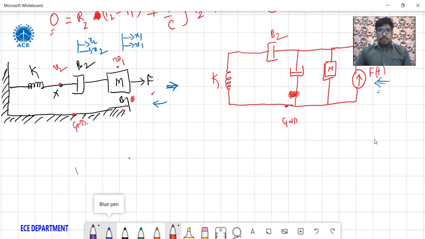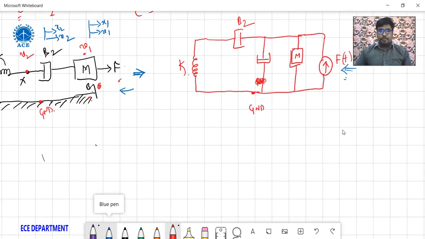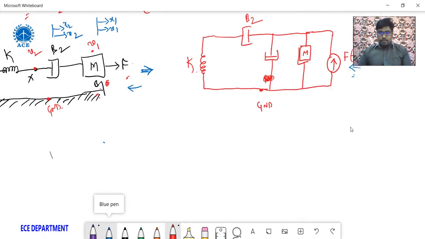Now we'll convert this into an electrical system, right. Already I gave the steps: from this side you need to start with the force voltage conversion. We need to draw the circuit, where a parallel element becomes a series element, and a series element becomes a parallel element in our electrical network. So the resultant electrical network I'm drawing here.